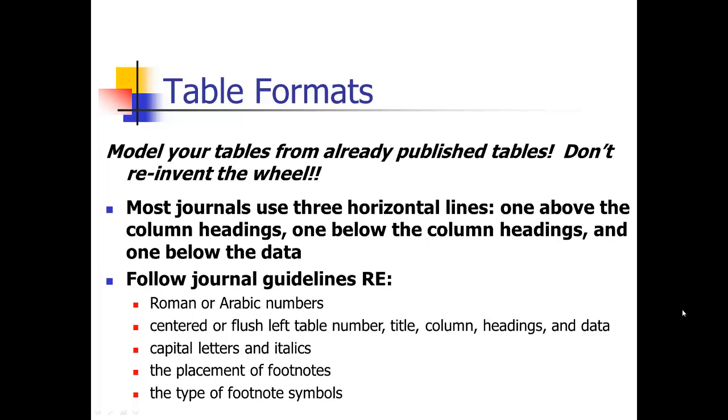Another thing to point out about table formats is keep in mind that for most journals, the standard really is to use 3 horizontal lines in your table. So you put one above the column headings, one below the column headings, and one below the data. A lot of people, the first time they create a table, haven't paid attention to that and aren't aware of that.